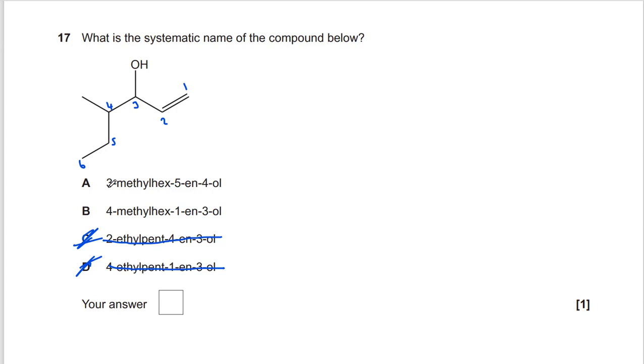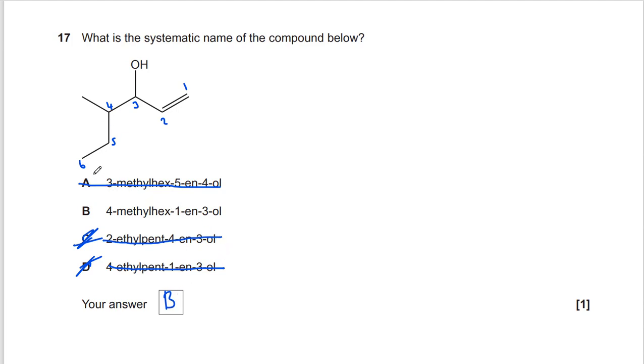Now, I've got 3-methyl hex-5-ene-4-ol or 4-methyl hex-1-ene-3-ol. Remember, when we do naming compounds, we keep the numbers as low as possible. So because the alkene is at this end, I'm going to call this carbon 1. So this compound has the alkene in the 1 position, an alcohol in the 3 position, and a methyl in the 4 position, which means the answer is B, 4-methyl hex-1-ene-3-ol.